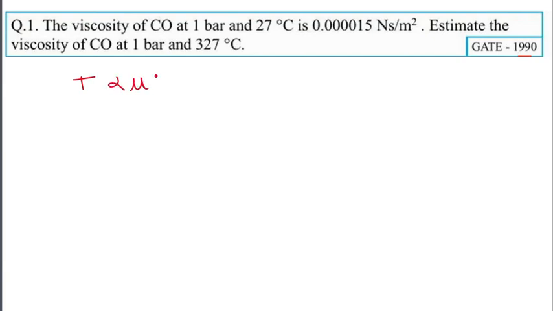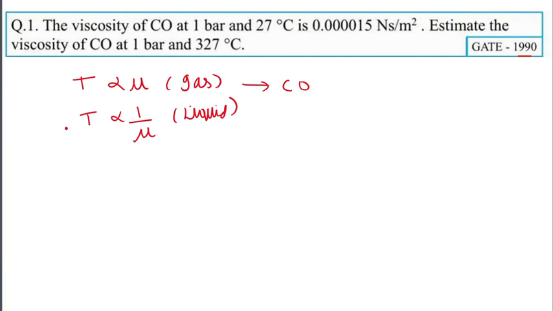Okay, so there is a direct relationship which is only applicable for gas. When the temperature is inversely proportional to the viscosity, it is applicable for liquid. So the carbon monoxide, whether it is a gas or liquid, carbon monoxide is a gas. So CO is a gas. So the temperature is 27 degrees Celsius, the viscosity is given. What about the viscosity at 327 degrees Celsius?